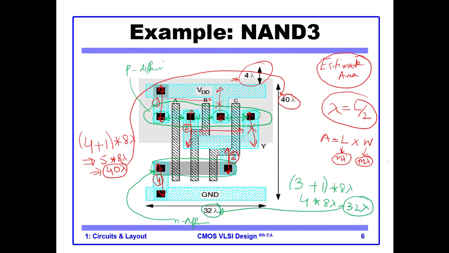So what is the area estimate? The area estimate of this 3-input NAND gate is this one: 40 lambda into 32 lambda. So this is the area estimate of a 3-input NAND gate from the layout.